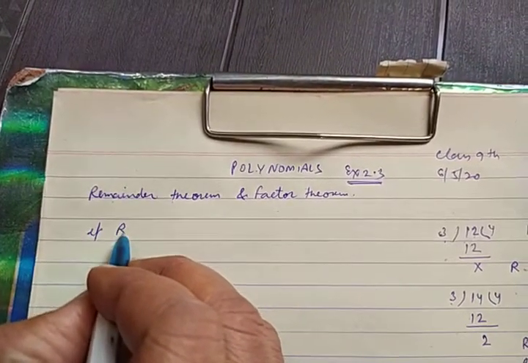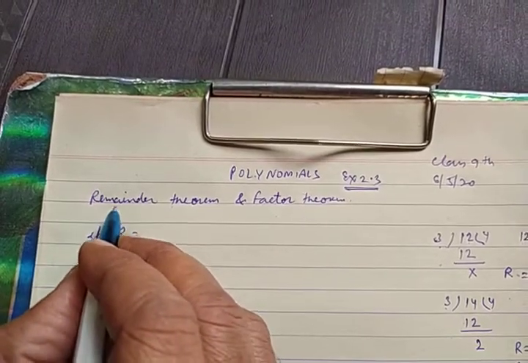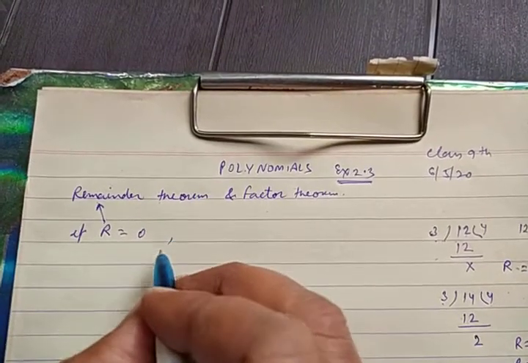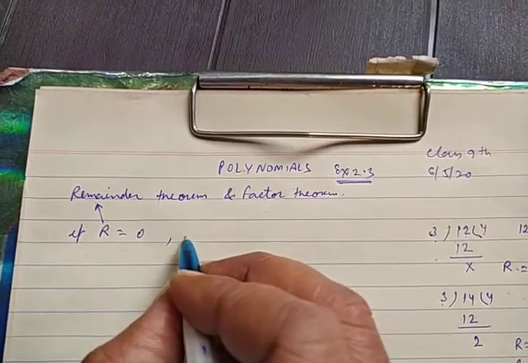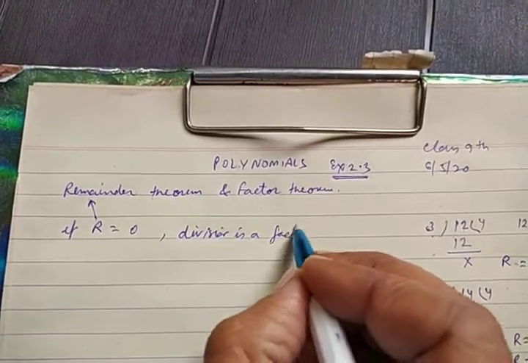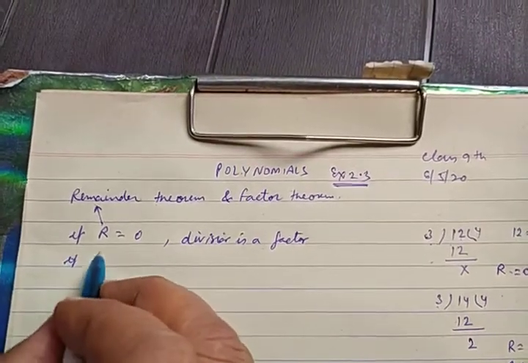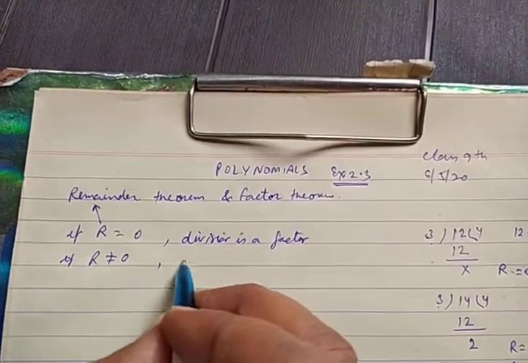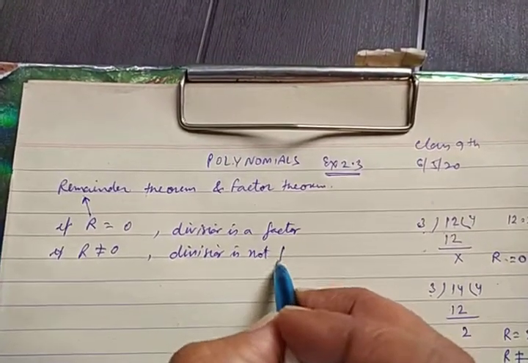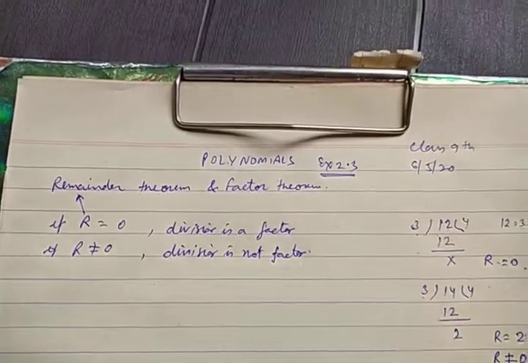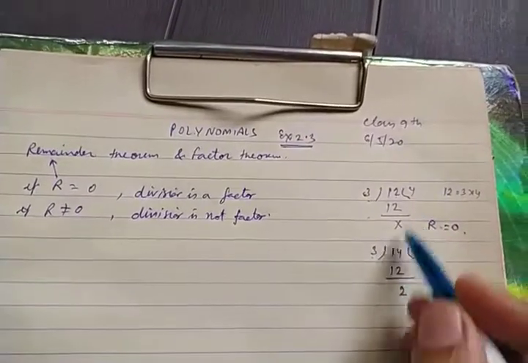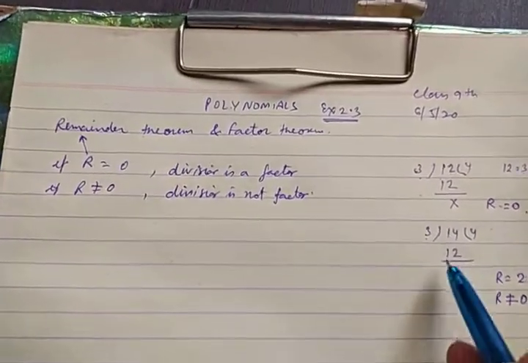If remainder, R stands for remainder, for the sake of simplicity, is 0, then divisor is a factor. If R is not equal to 0, then divisor is not a factor. These two conditions I have done by taking the numerical example because it would be easier.